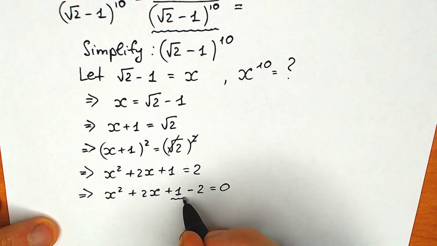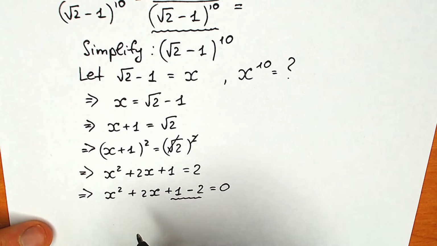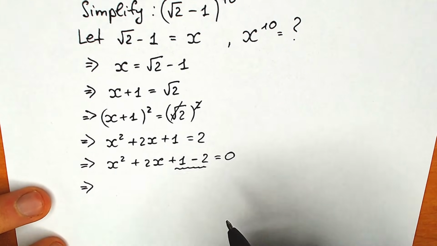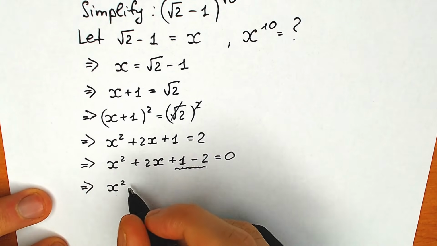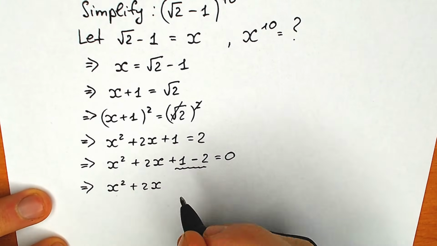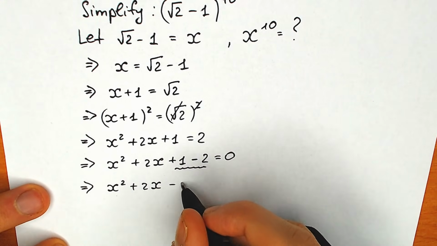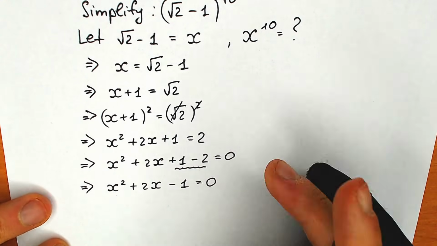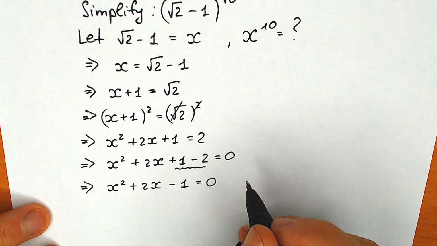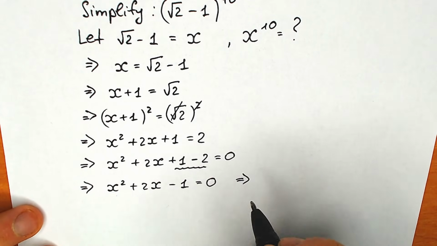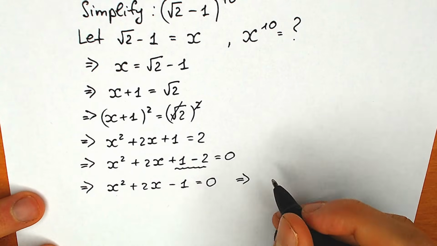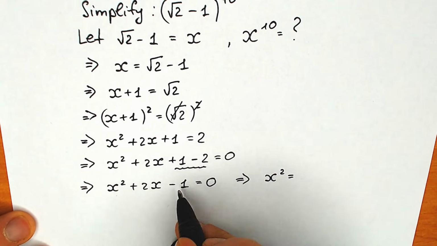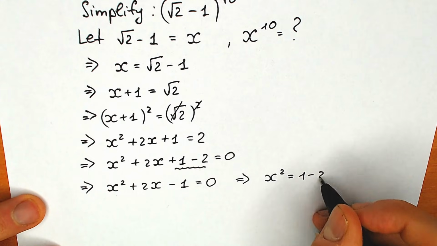If we subtract these two constants, 1 minus 2 equals minus 1. So our expression looks like that: x squared plus 2x minus 1 equal to 0. We don't need to solve this. This is a quadratic equation, but we don't need to solve it. According to this expression, we need to express our x squared. So from here, x squared equal to 1 minus 2x.